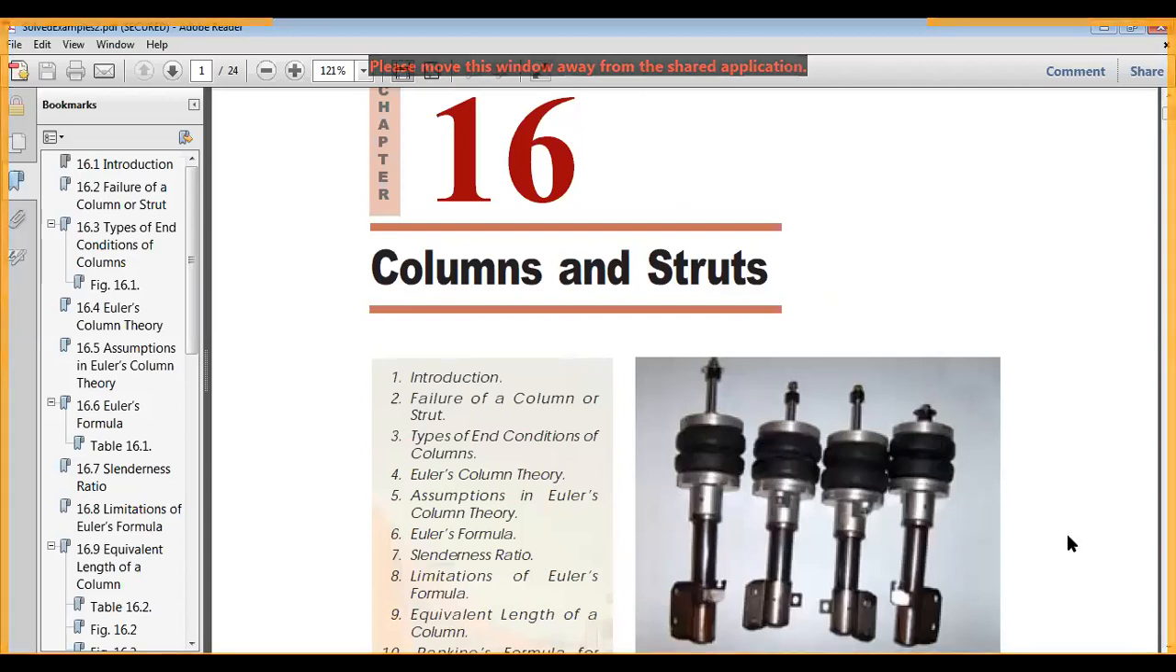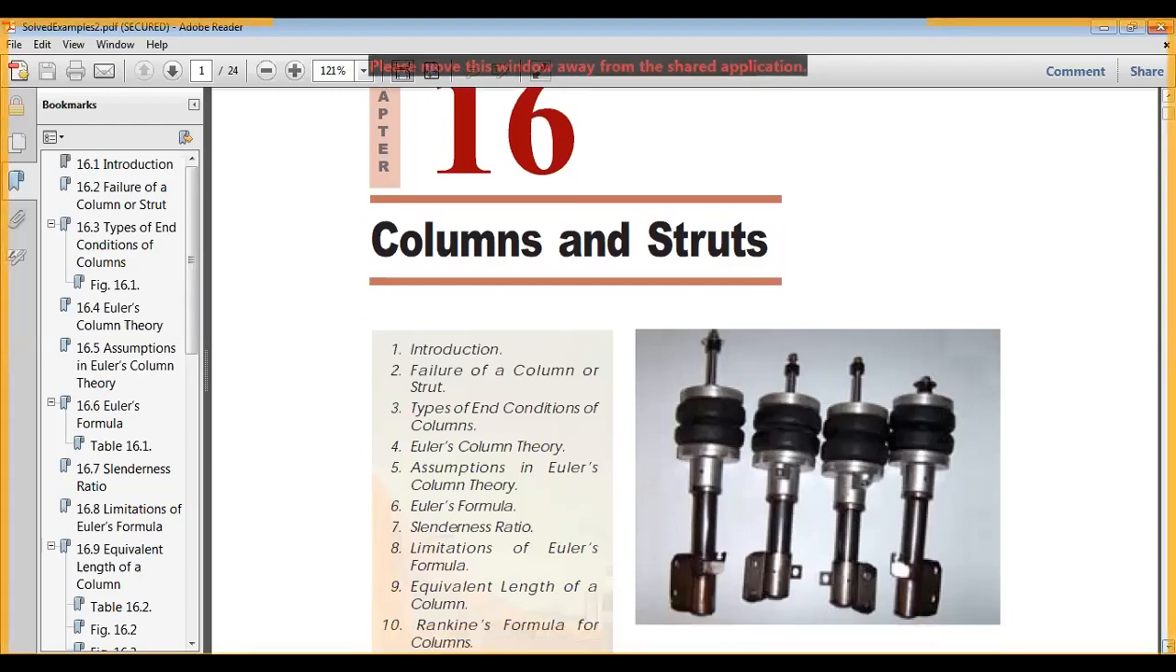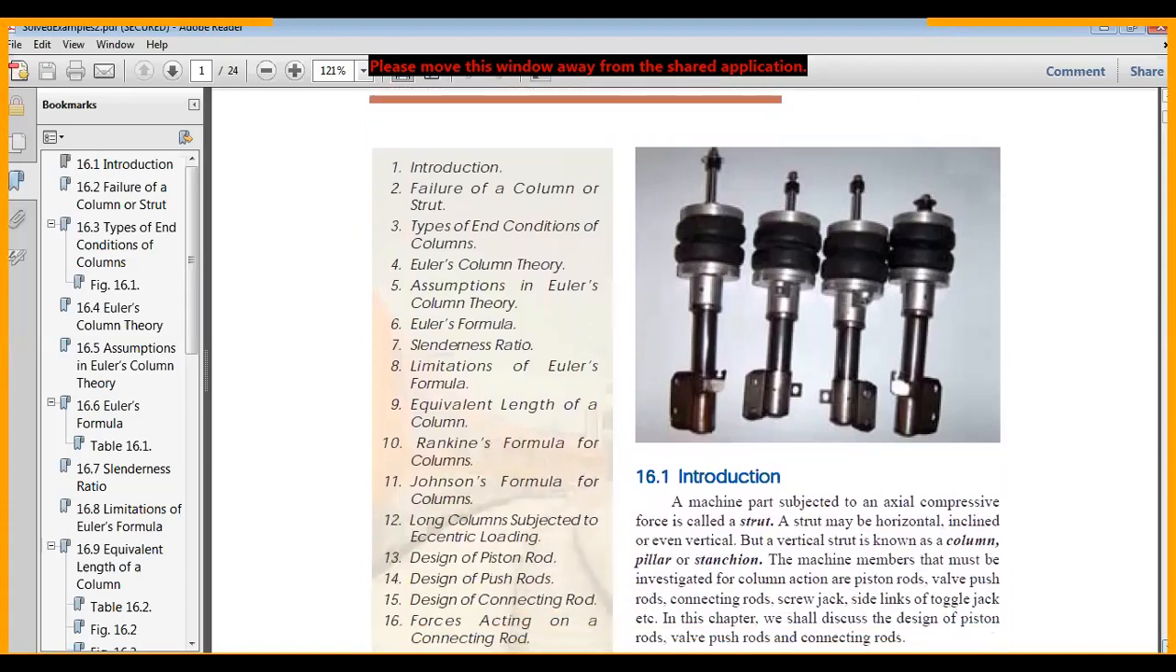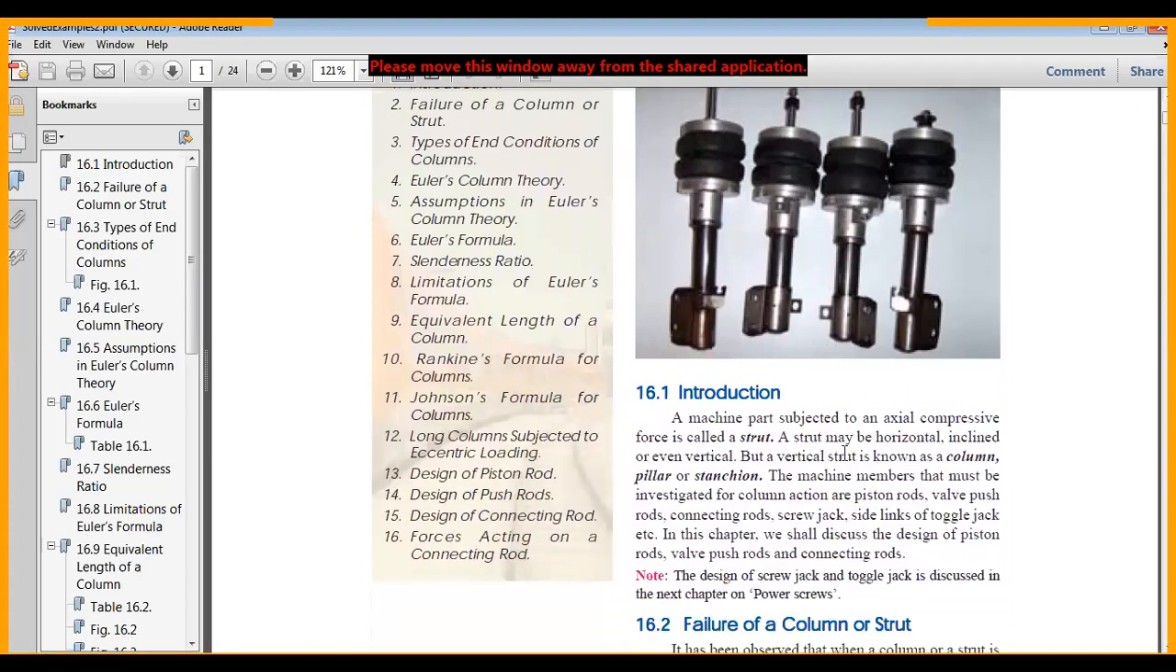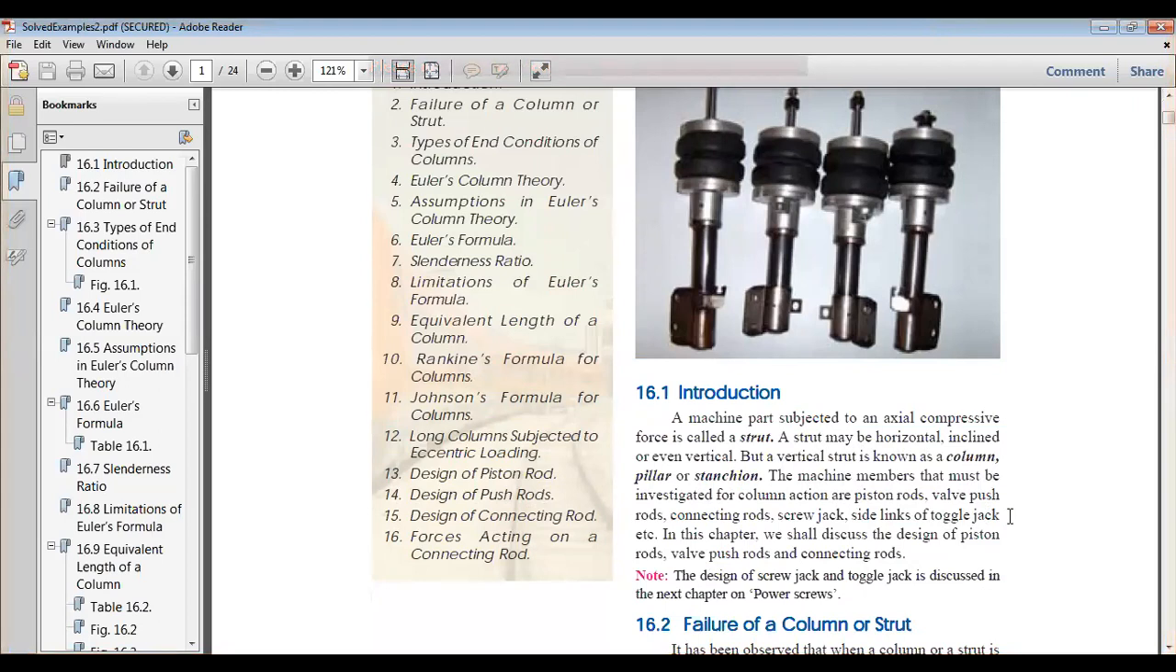So as we discussed, struts are the elements that are subjected to compressive loads, and columns are the vertical case, where the struts could be in any direction, horizontal or inclined, and its special case is called column or pillar. So a strut may be horizontal or inclined or even vertical, but a vertical strut is always known as column, pillar or stanchion. This is the third name that we have never heard of, stanchion, and it is not a common name. We have commonly heard it as pillar or column.